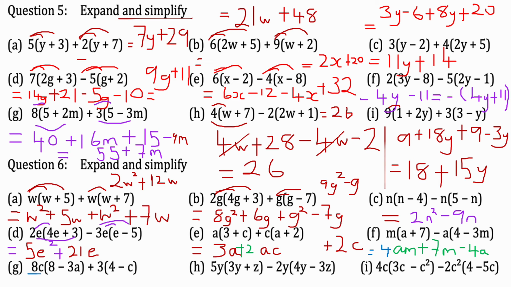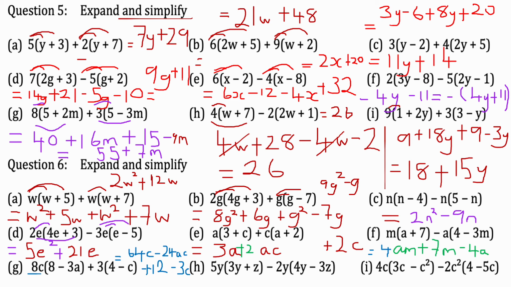Part G, guys. I might not have much space to actually write our answer here. So 8c times 8 becomes 64c. And then I'm going to have 8c times negative 3a, which becomes negative 24ac. Then I have 3 lots of 4, which is going to be plus 12. And 3 lots of negative c goes to minus 3c.